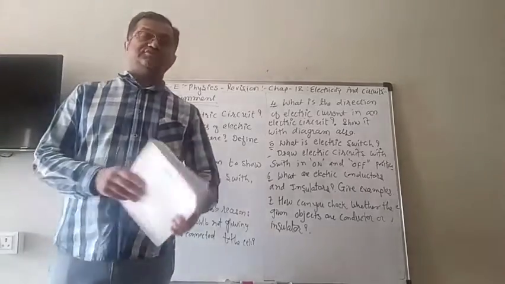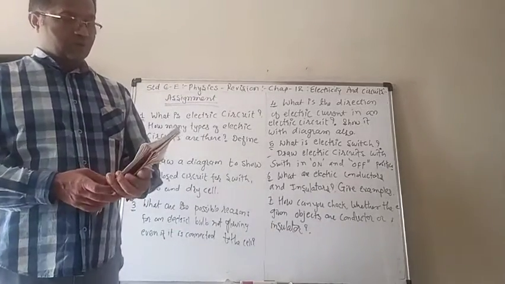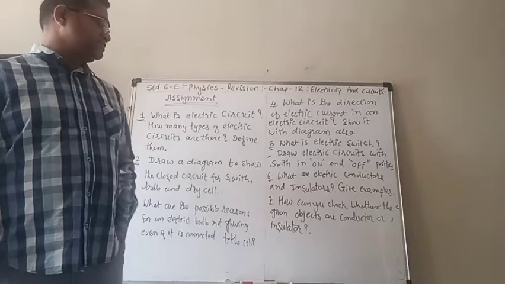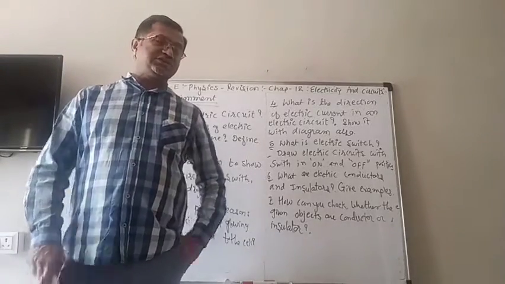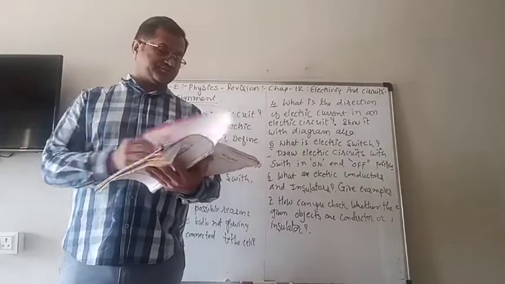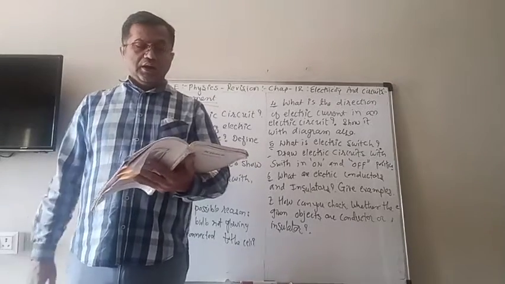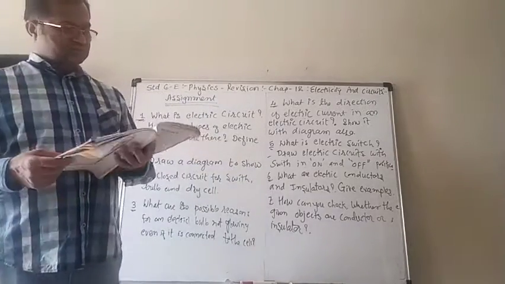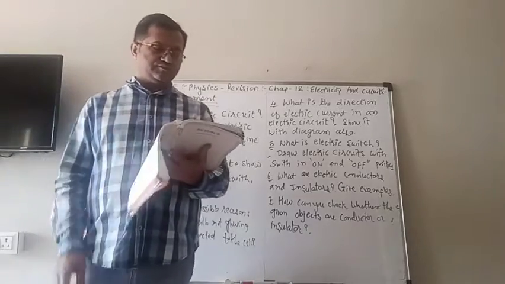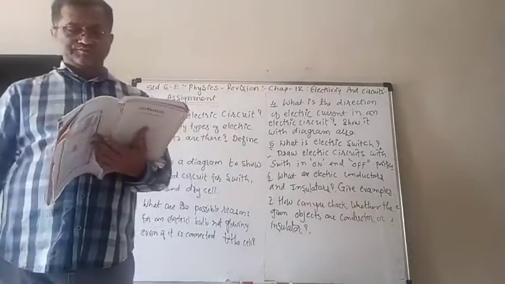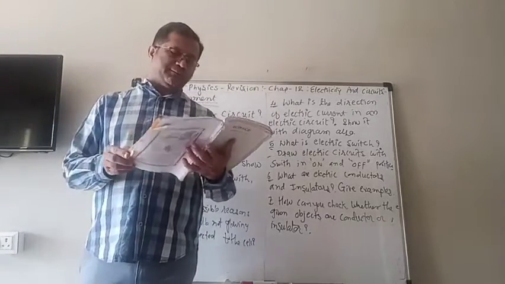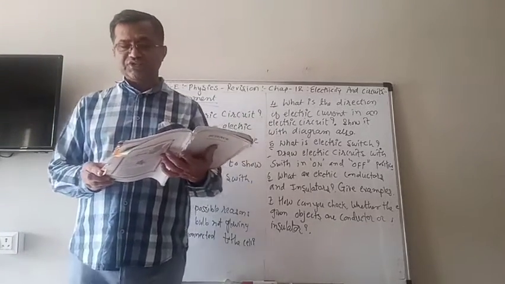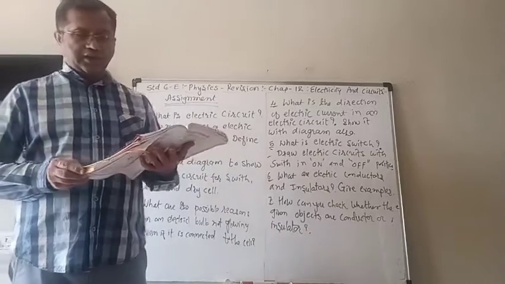Hello students, standard 6. In physics, the revision of chapter number 12, electricity and circuits. We saw what electricity is and how it is produced. We saw the structure of the electric bulb and its filament, etc.